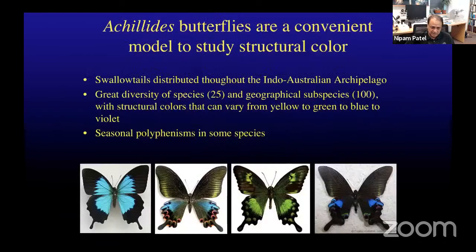It's actually a really interesting system to look at these dimples because this group of butterflies, the Achillides swallowtails, has 25 species or so, and they can make a range of colors going from a purplish blue all the way through a yellowish green. So you might imagine a couple of different ways that they could use these dimples to make different colors.